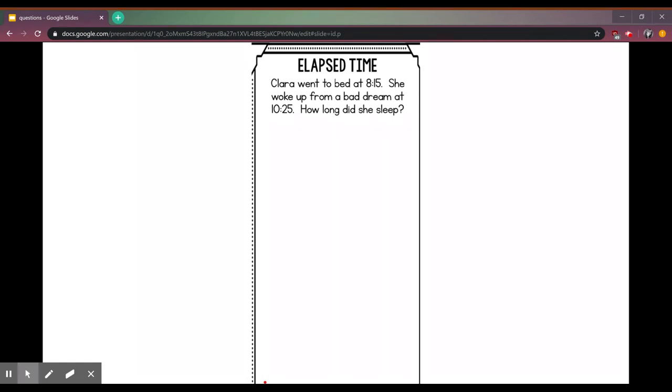So we're going to take this problem, break it down, and figure out the elapsed time, which is really just the amount of time that comes between 8:15 and 10:25. So we're just figuring out how long she was able to sleep. Now, first step for doing this is we're going to draw some sort of a line that we can signify jumps on.